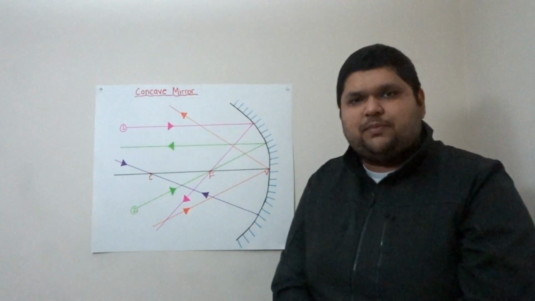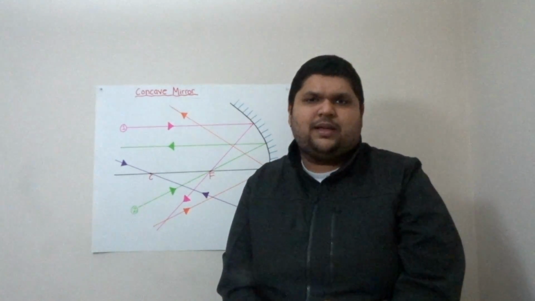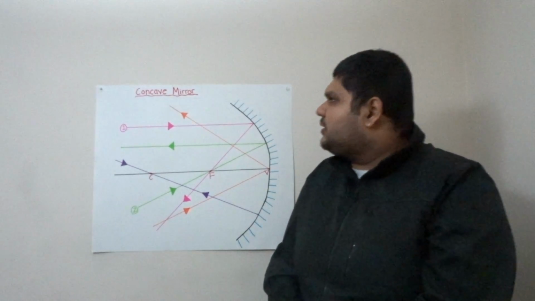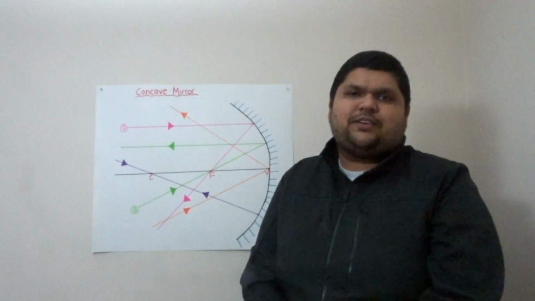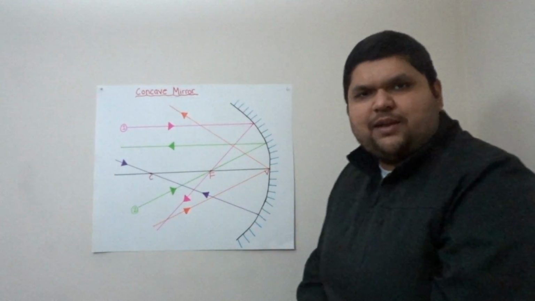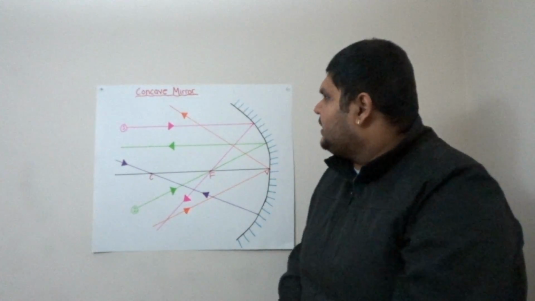There are two types of mirrors: one is the concave mirror and one is the convex mirror. Today we will only focus on the image and the reflection of light on a concave mirror. First of all, let us understand what we mean by a concave mirror.